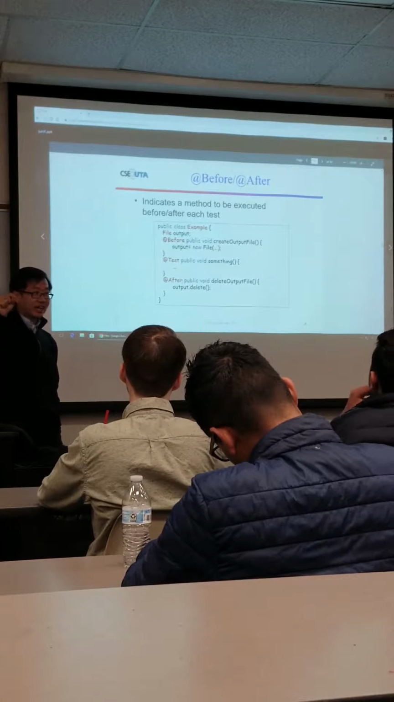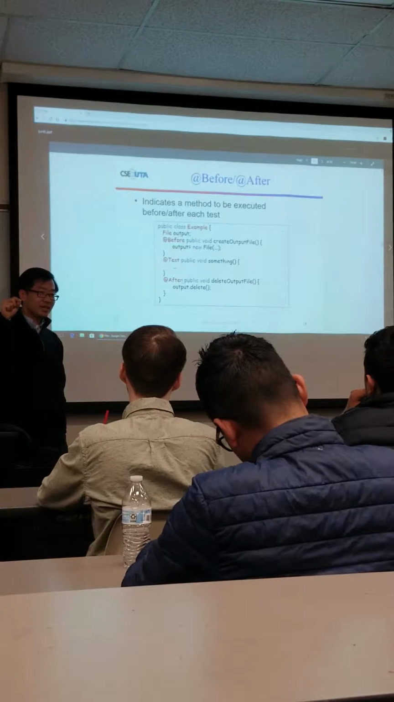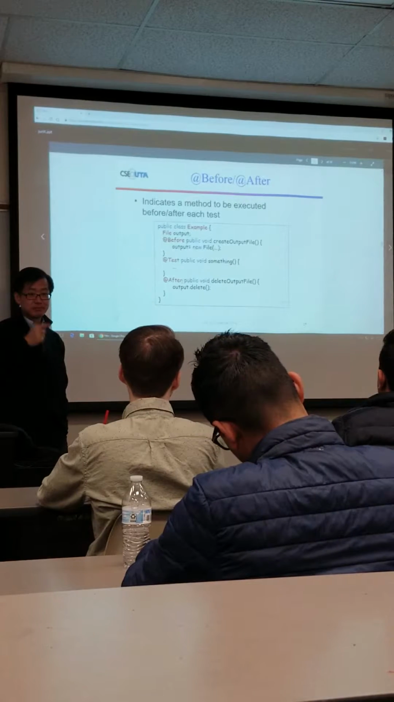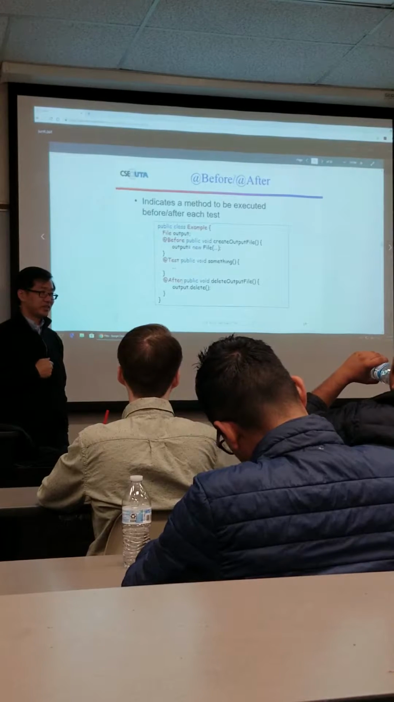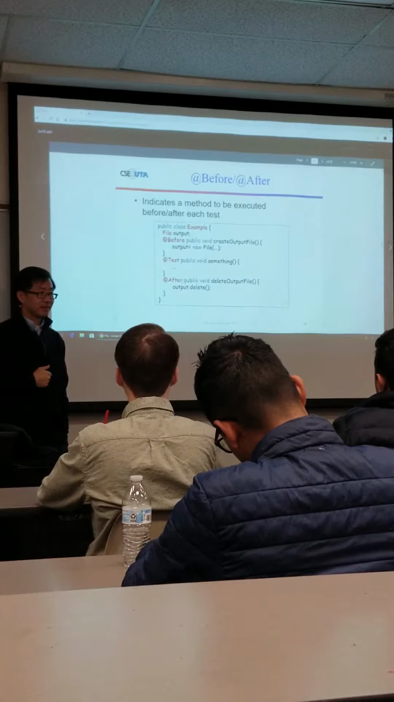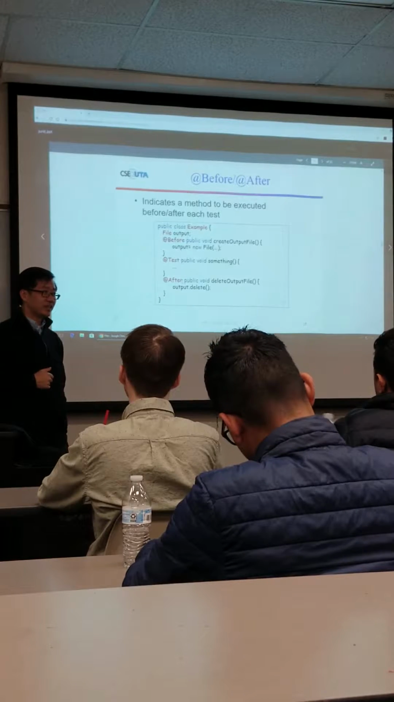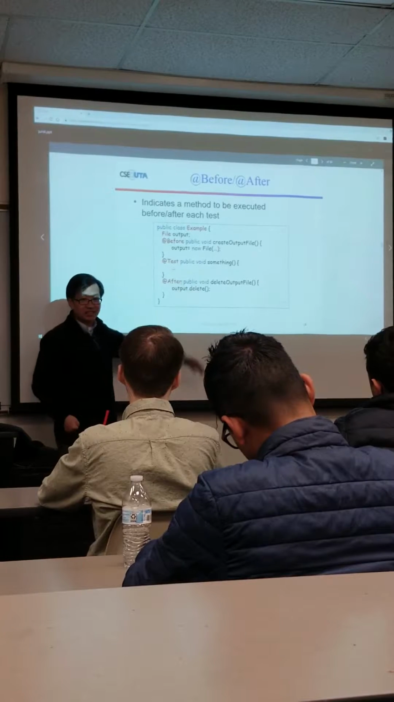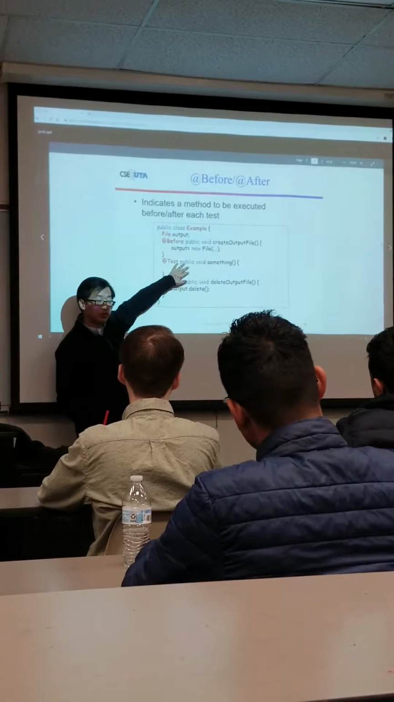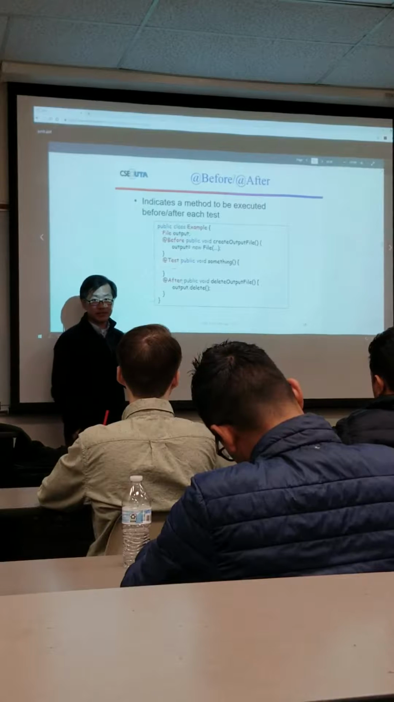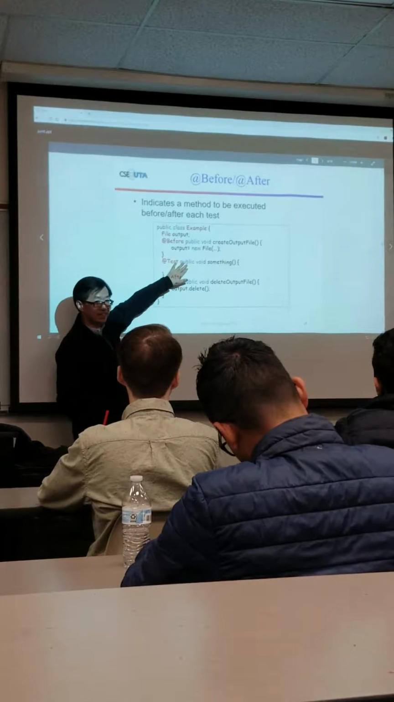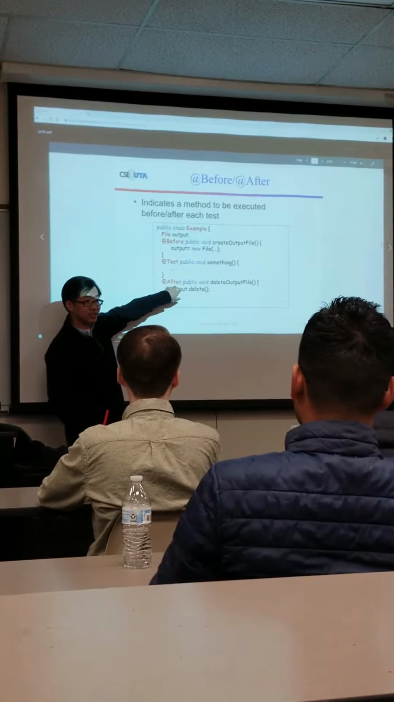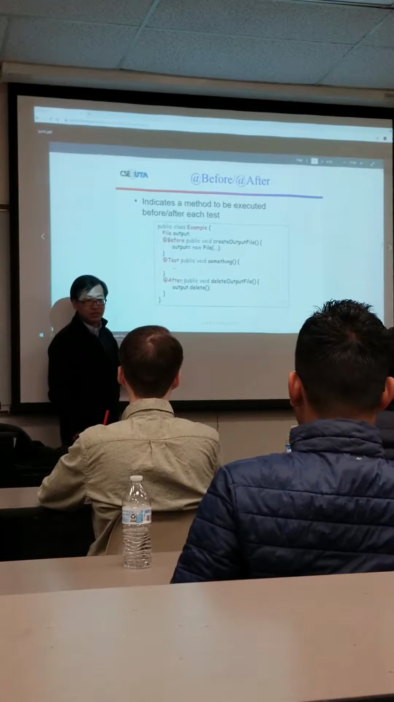to execute a test method, JUnit will always execute this setup method first before it executes any test method. So this happens inside JUnit. You just tell JUnit this method has to be executed before any test. If you want to execute a test method, JUnit is going to automatically execute the setup method. And after you finish the test method, JUnit is going to automatically execute the method that is designated as After.